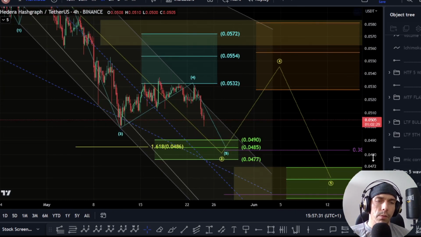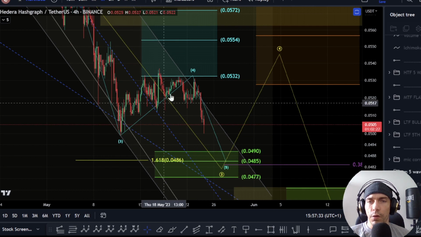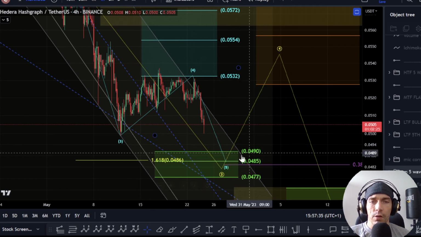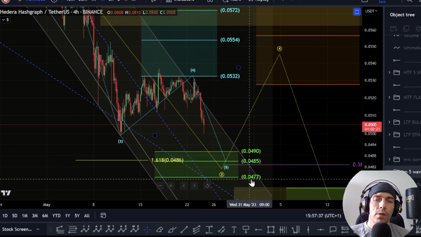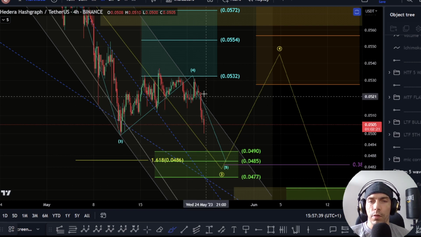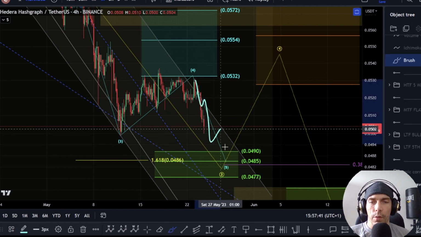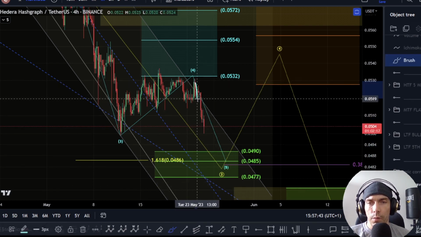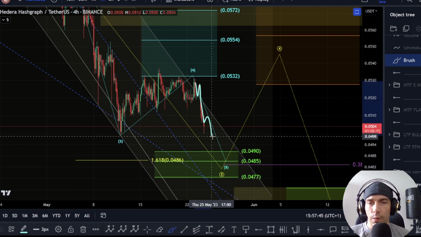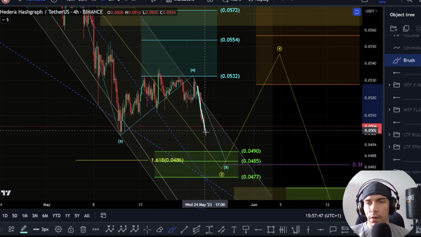Now what I'm looking for here is a fifth wave. This first wave target currently is looking for this 0.490 to this 0.477, and what we'd want to see here is a good 5 wave sequence to the downside. Now we have formed something here in a 1, 2, 3, 4, 5. So this could potentially be a truncation.